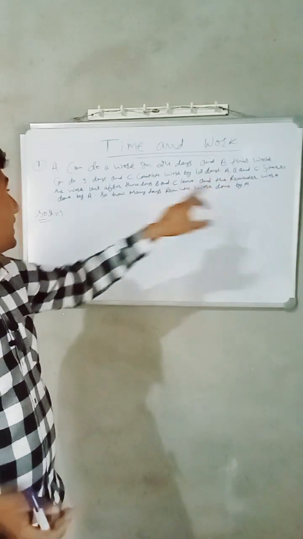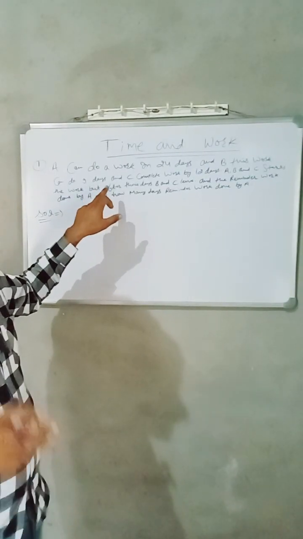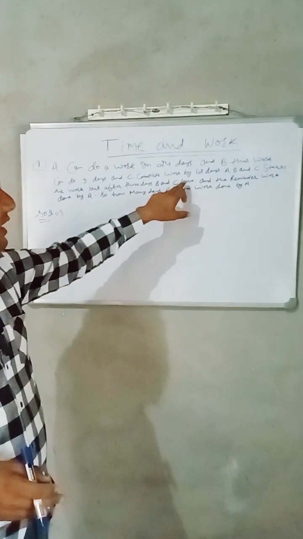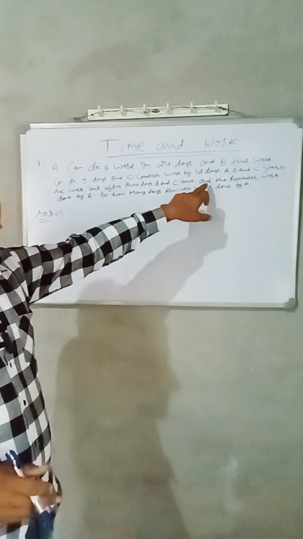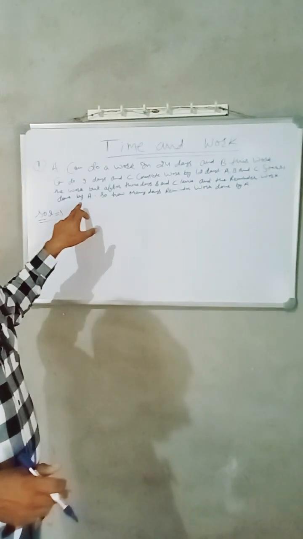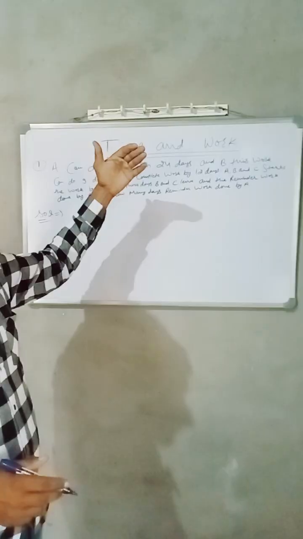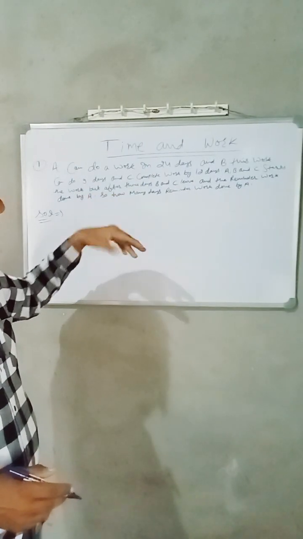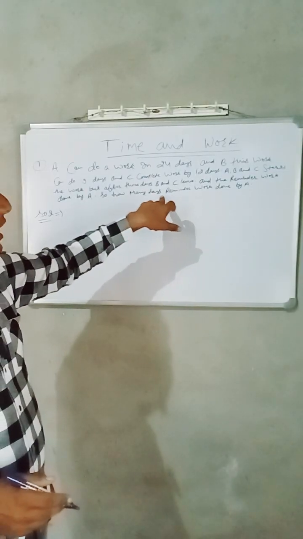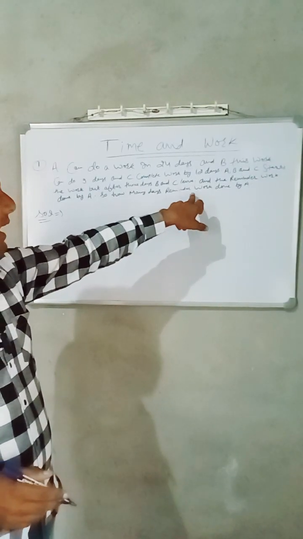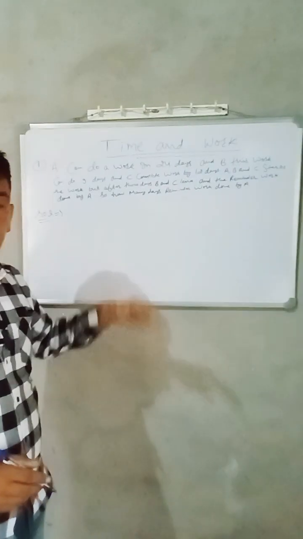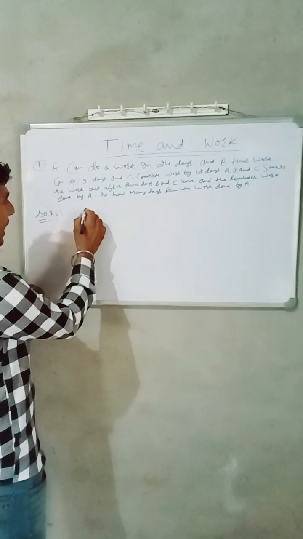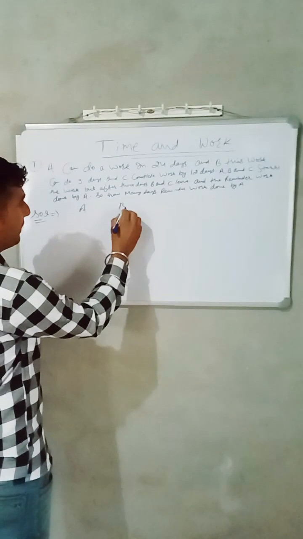A, B and C start the work, but after 3 days B and C leave, and the remaining work is done by A. After 3 days, B and C leave the work and the remaining work is completed by A. So how many days does A take to do the remaining work?